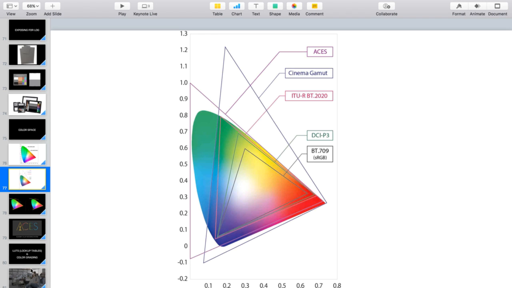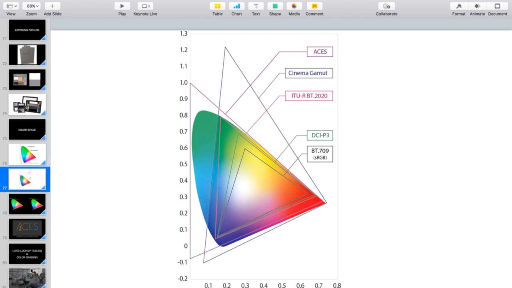There are a few displays on the market from Sony and Canon that definitely will show you the P3 color space. There are actually monitors from companies like Flanders Scientific and SmallHD, which will also do that. But there are few, if any, displays out there that really are capable of showing you the entire Rec 2020 color space. Now, there's a couple of other larger triangles here.